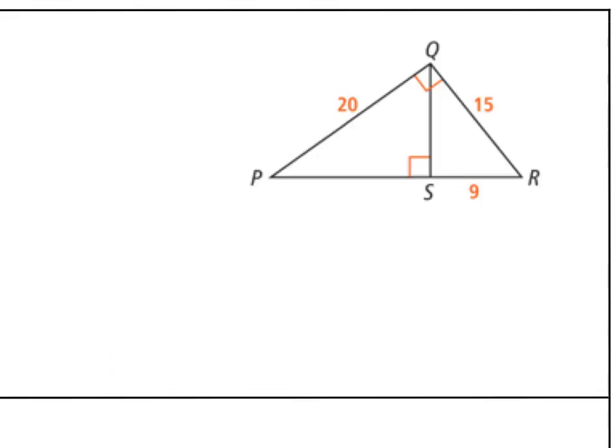I've zoomed out the picture, but we'll read the directions together. Given that triangle PQR is similar to triangle QSR, find QS, PS, and PR. So what I want to do here is identify the side lengths similarly to what we did on the front.